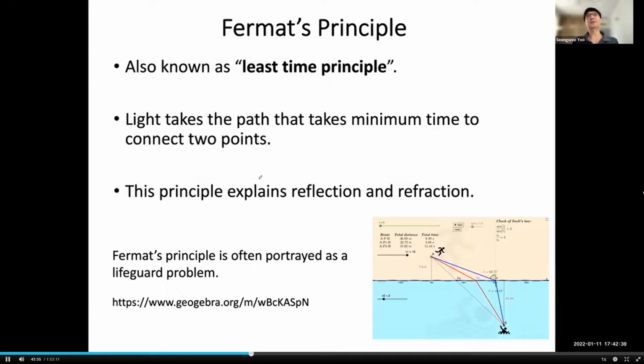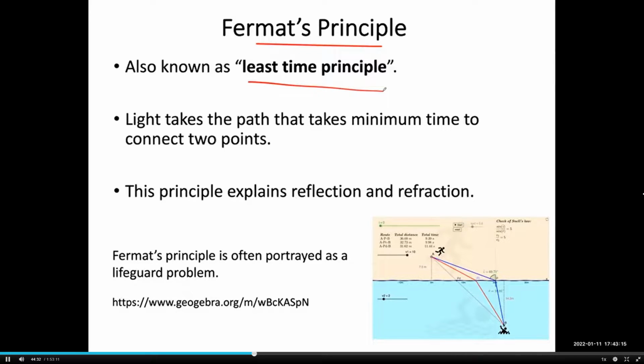Then reflection and refraction, as you just saw in this plane of incidence, actually change their directions. Then how can we determine those directions? Well, we use Fermat's principle. We use Fermat's principle to identify the direction of the reflection and the refraction. This Fermat's principle is also known as the least time principle. So let me draw some diagrams so that I can explain Fermat's principle.